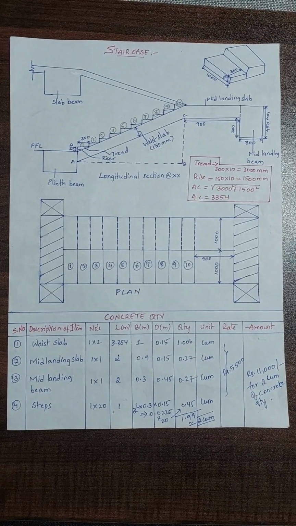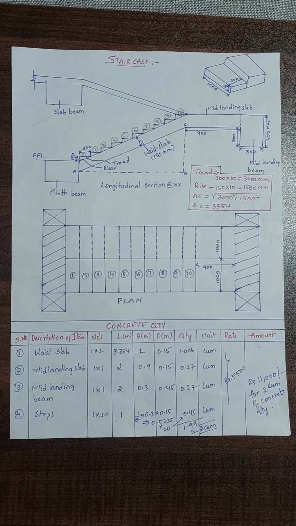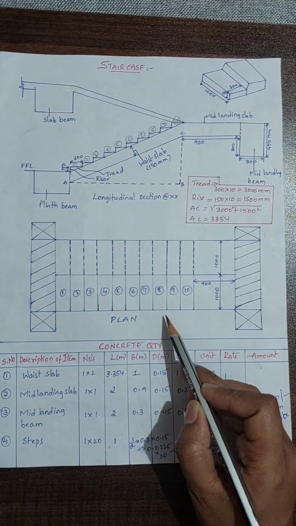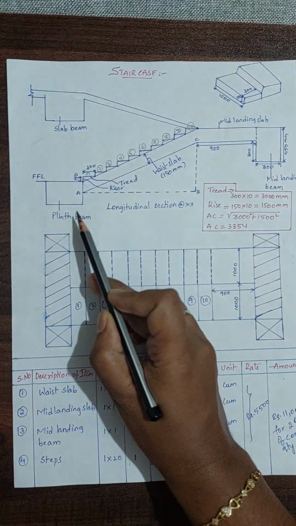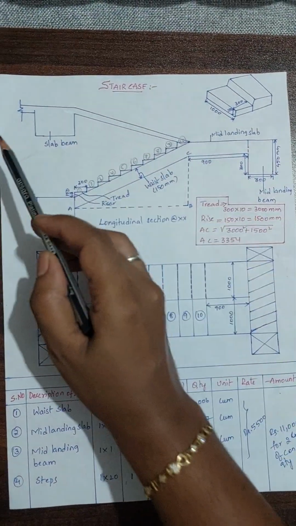Hello everyone, today in this video we will calculate how much concrete quantity is required for the given dimensions of a staircase. So here you can see the cross section at axis of a staircase and the plan of a staircase. So this is a plinth beam and this is a mid landing beam and this is a mid landing slab and this is a slab beam.